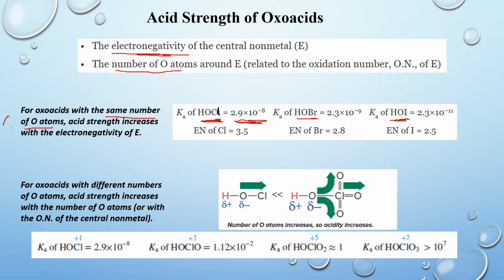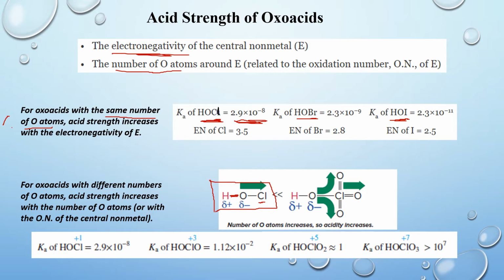If you look at the structure of this acid, the hydrogen is bonded to the oxygen. So we're comparing the strength of this OH bond. If this nonmetal has a very high electronegativity, it will pull more electrons away from the oxygen. So there are fewer electrons available to form the OH bond, which makes this OH bond weaker. So it's easier to donate the proton, and that will increase the strength of the acid.